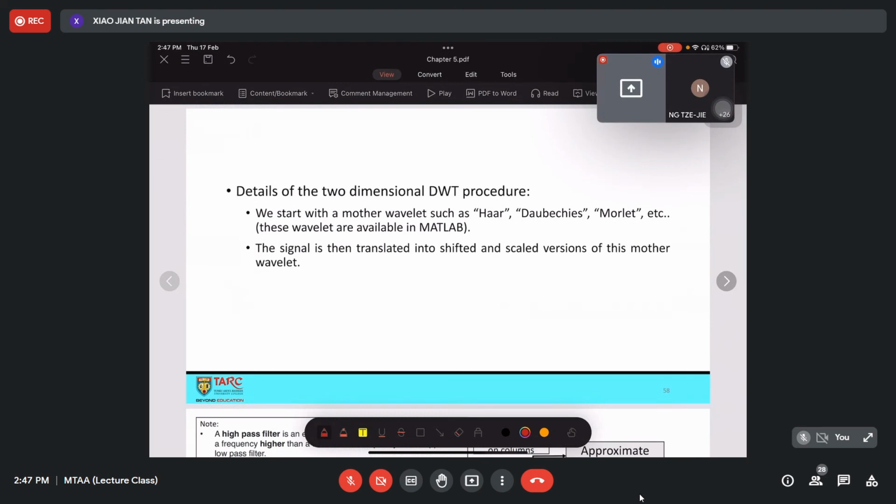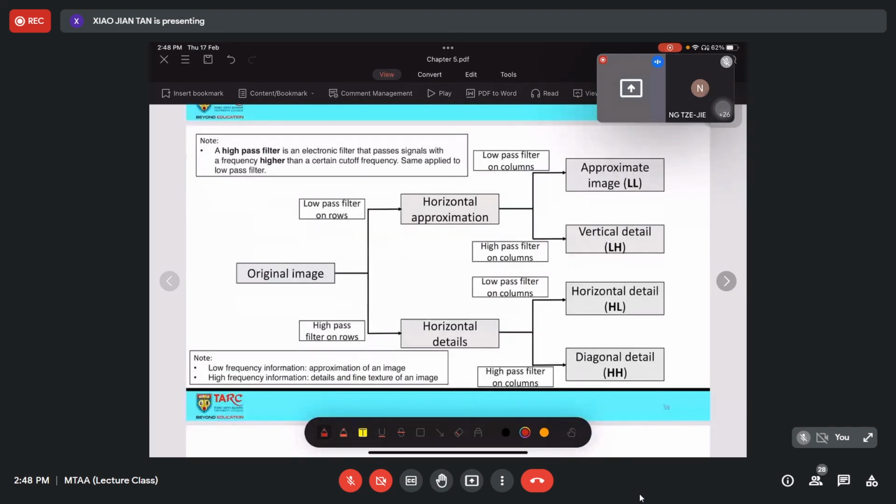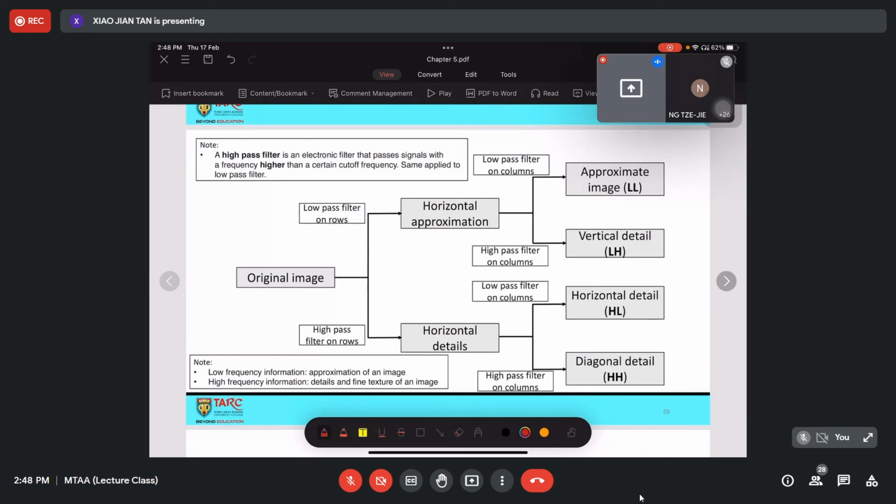For the details of the two-dimensional DWT process, we start with a mother wavelet, Haar, Daubechies or Morlet. You can actually find these in MATLAB, and you can use a different mother wavelet. The signal is then translated into shifted or scaled versions of this mother wavelet. So this is what I am going to explain about the LL, LH, HL, and HH lines.